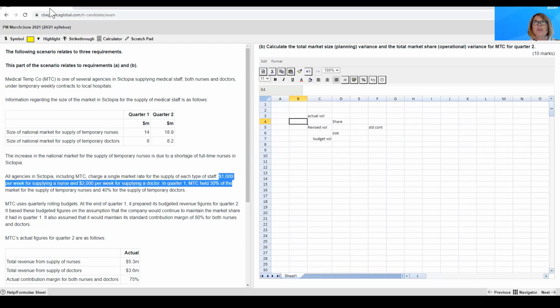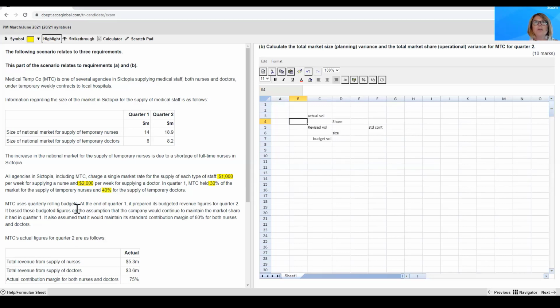No, I don't want to highlight all of that. No, not all of that. So, okay. And for doctors, it's 2,000. Now in Q1, MTC held 30% of the market for nurses and 40% for doctors. So again, I'm going to highlight those 2 points. So there's your market share, 30% and 40%.